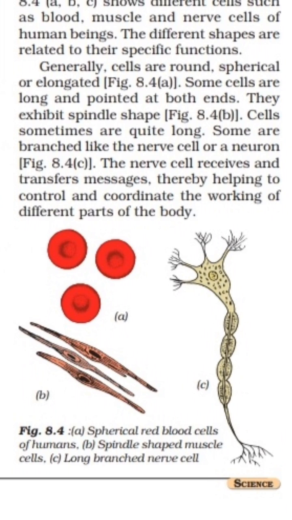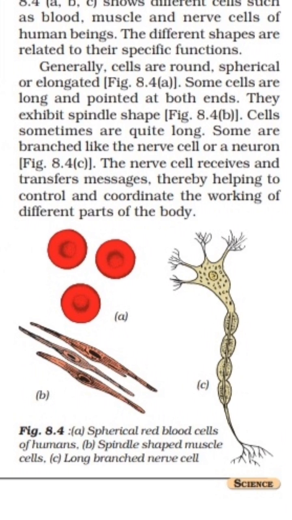Cells are sometimes quite long, and some are branched, like the nervous cell or neuron, which is figure C, a long branched cell related to our brain. The nerve cell receives and transfers messages, thereby helping to control and coordinate the working of different parts of the body. That's why it is related to our brain, because the brain gives the order to different parts of the body.